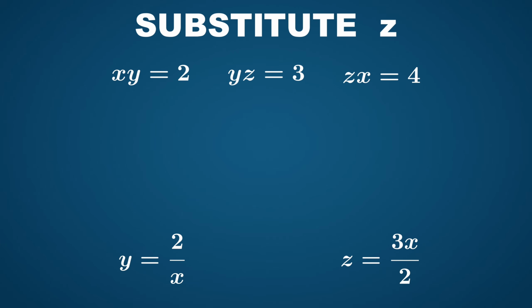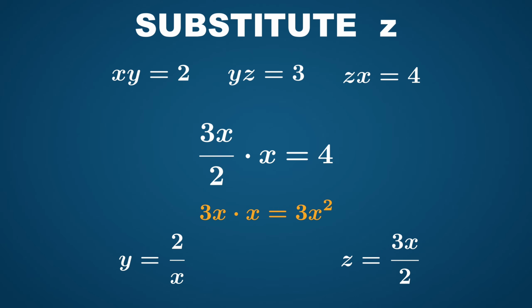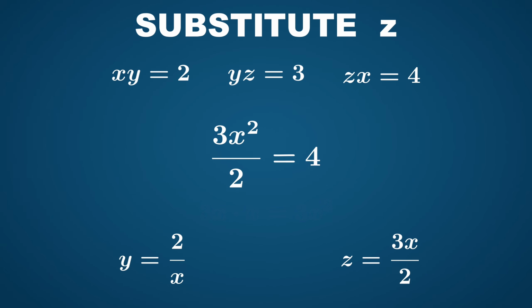We can substitute this expression for z into the third equation. The third equation is z multiplied by the variable x equals 4. We replace z with our expression of 3 times x divided by 2. We now have 3x divided by 2 multiplied by x equals 4. We multiply the variables in the numerator to get 3x squared. This algebraic step leaves us with 3x squared over 2 equals 4.